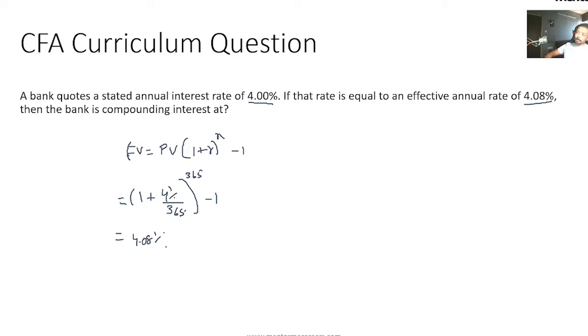So if all you want to do is try out with 365 first, on the basis of the options which are given, right? Generally start with a daily figure first and then try out the lesser frequency periods, right? So that's the whole idea of effective annual rate. Do not try to memorize it, as I'm always saying, right?